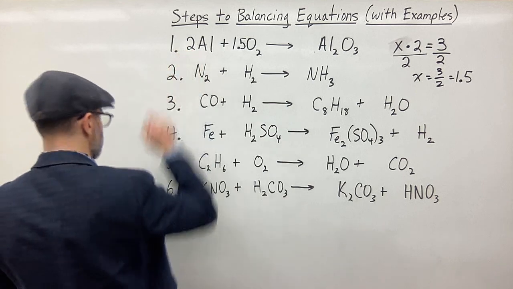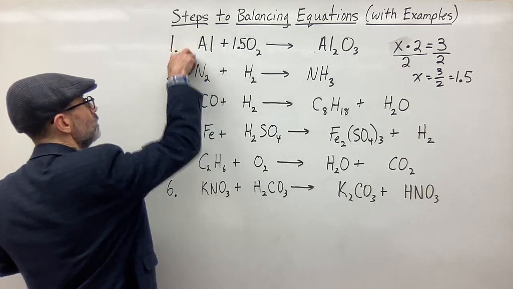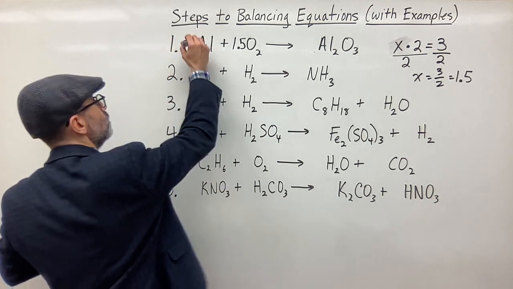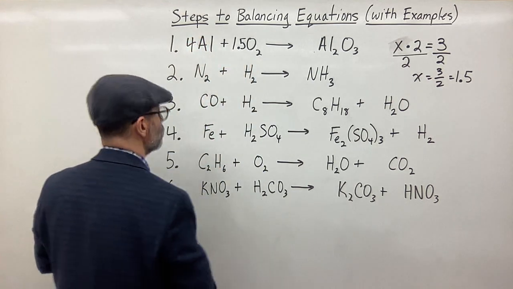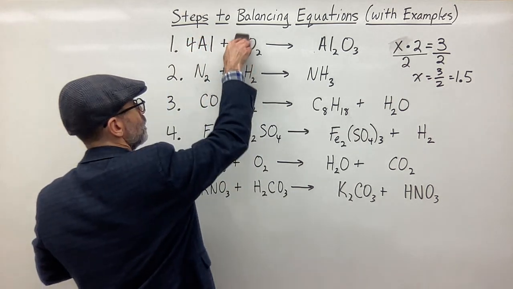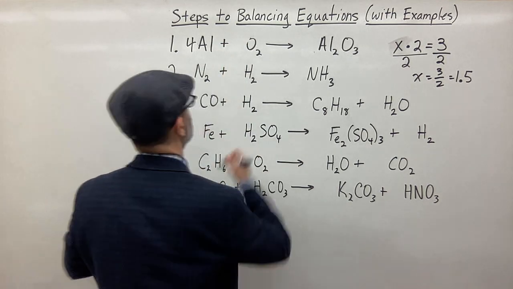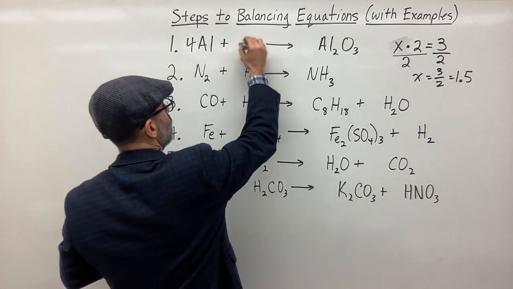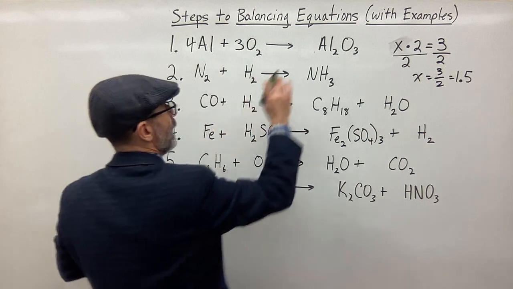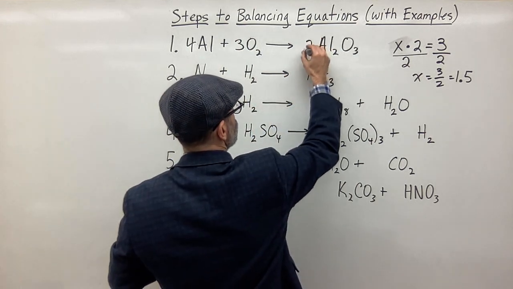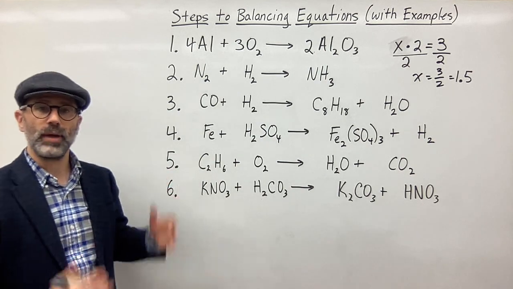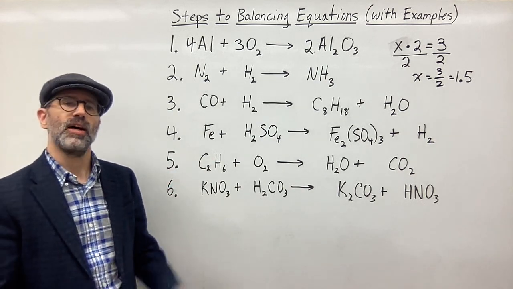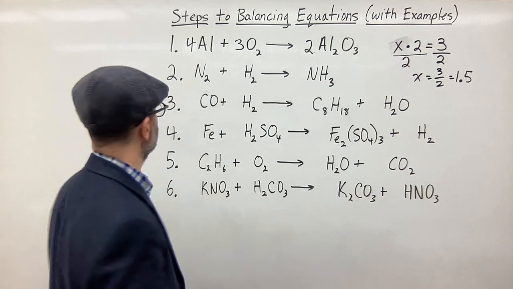So 2 times 2 is 4. 1.5 times 2 is 3. And 1 times 2 is 2. So we're back to where we were before. And so we have a balanced equation. Let's go ahead into the next one.